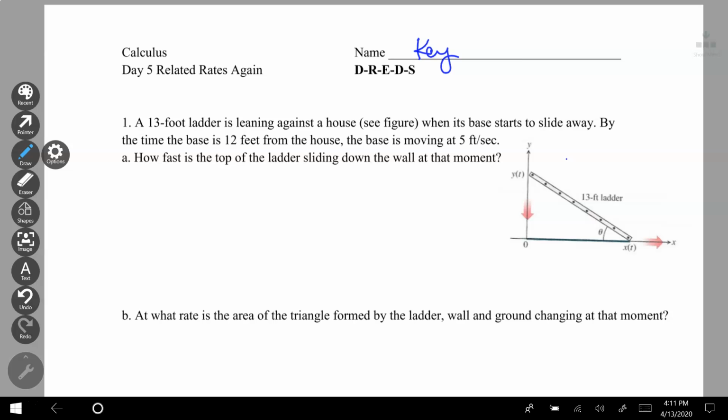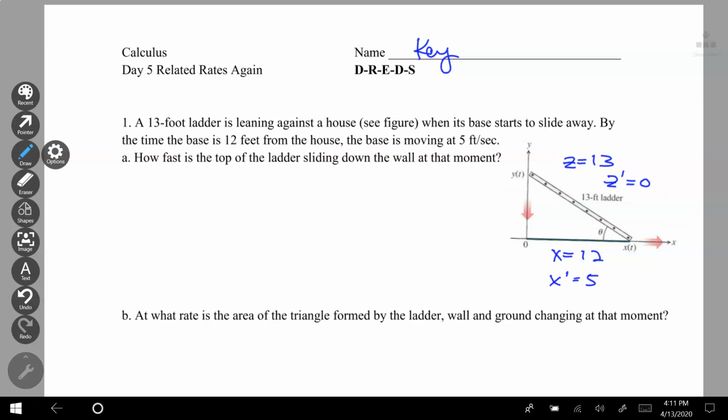Well, I know that z is equal to 13 and z prime is equal to 0 because the length of the ladder does not change. And the base starts sliding away. By the time the base is 12 feet away from the house, the base is moving at 5 feet per second. That means x is equal to 12 feet, and x prime is equal to 5 feet per second.